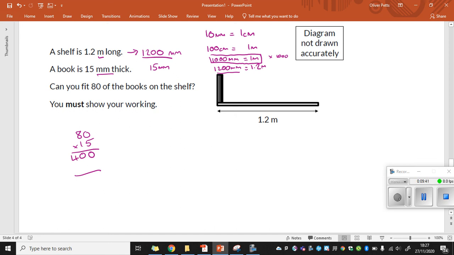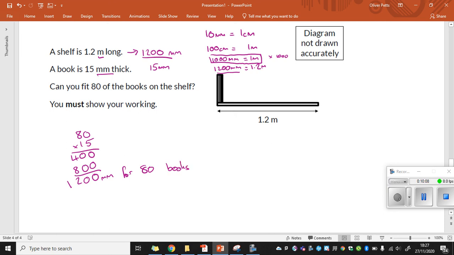I'm now going to do 1 times 80, but it's not just 1, it's in the tens column. So it's actually 10 lots of 80. So I'm going to start with the leading 0 as a placeholder and now move into the tens column. 1 times 0 is 0. 1 times 8 is 8. Add the numbers together. I've got 1,200. What are the units? Well, I've been working in millimeters. So 1,200 millimeters. So that is for 80 books.